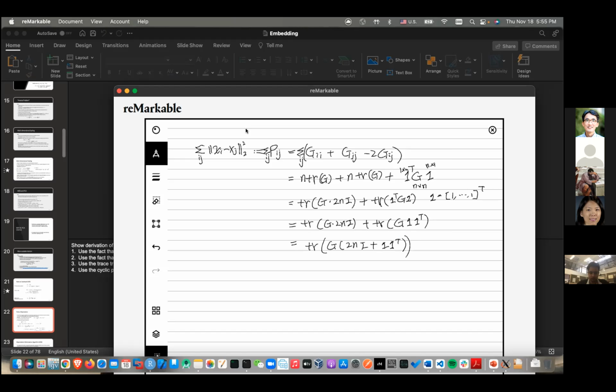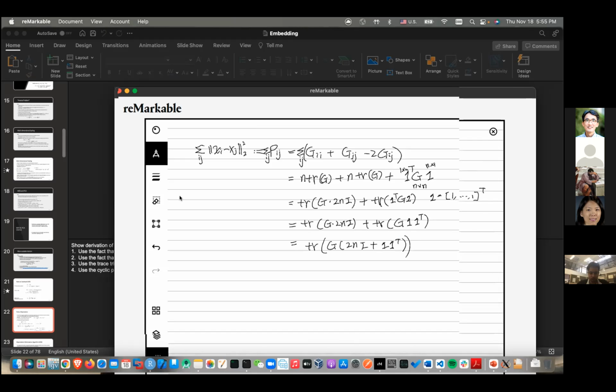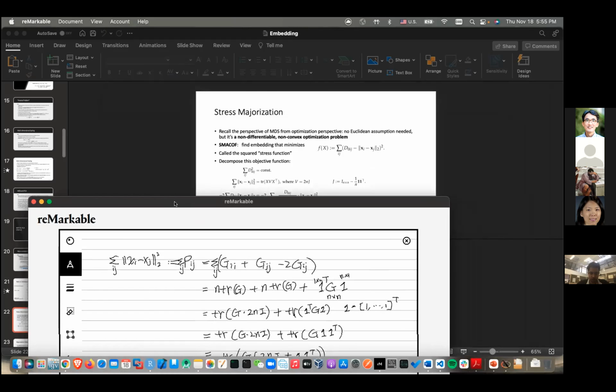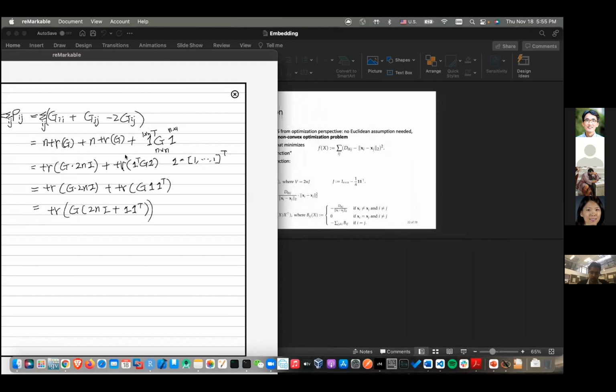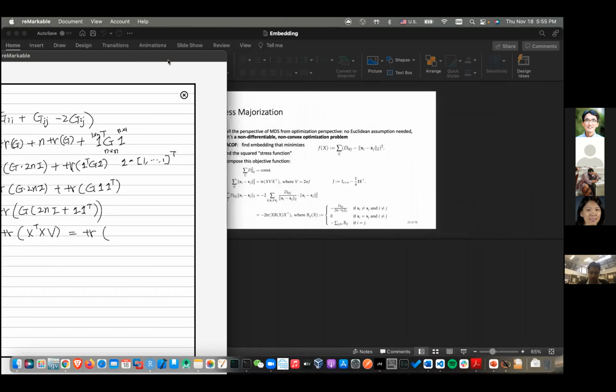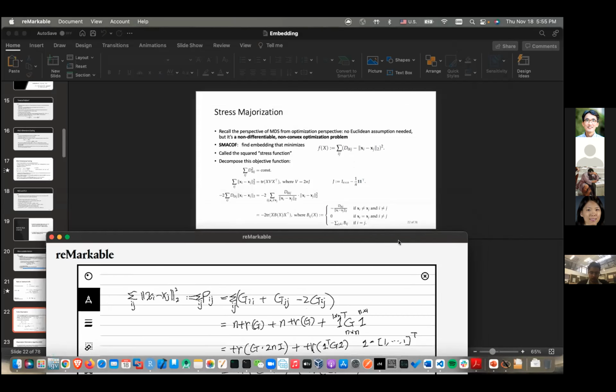Now we can apply the definition for J. J is I minus 1 over n 1 1 transpose, and V equals 2n times this. We can see that this term in the middle is exactly the V matrix. So we have trace of, and we can write the Gram matrix as X transpose X. Again, using the cyclic property of trace, we end up with the form X V X transpose. That's the derivation for this.